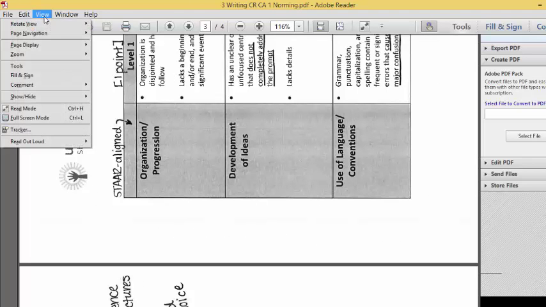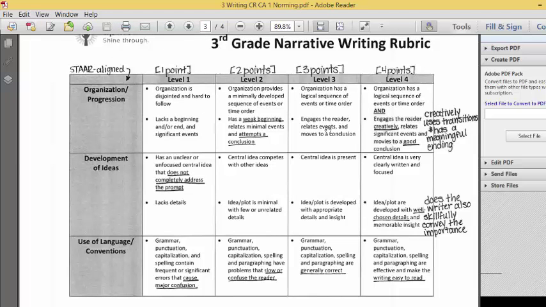So let me change this view. So this is the 3rd grade narrative writing rubric. The way that this was created is I took the 4th grade writing STAAR when it used to have narrative, and I adapted that writing rubric to be a little bit simplified for 3rd graders and also to give you a chance to get used to the 3 strands that are on here.